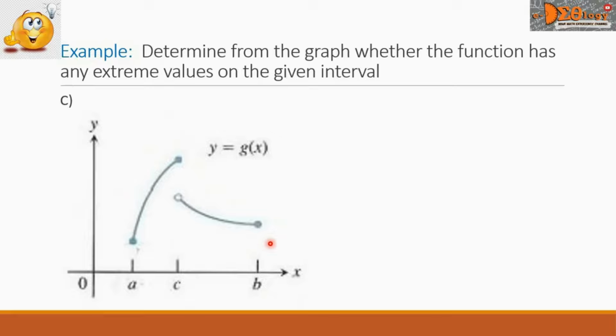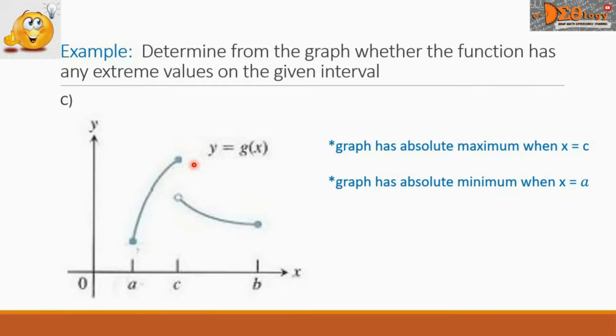Graph C, our function is y equals g of x. Analyzing this graph, we say that the graph has an absolute maximum when x is equal to c. This is the c. When x is equal to c, we can observe that the graph is at its highest point. This is the point.